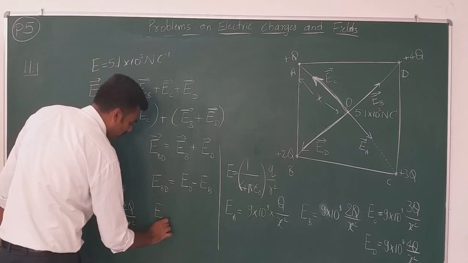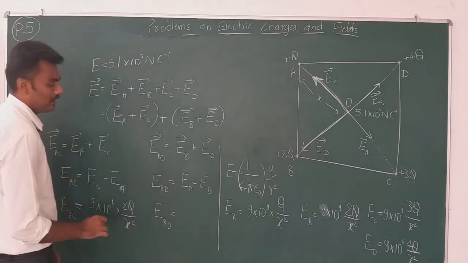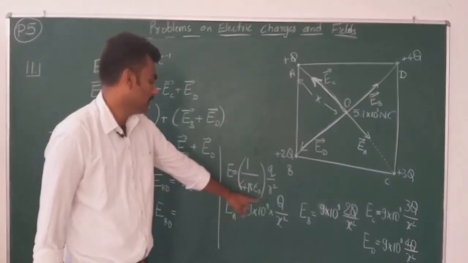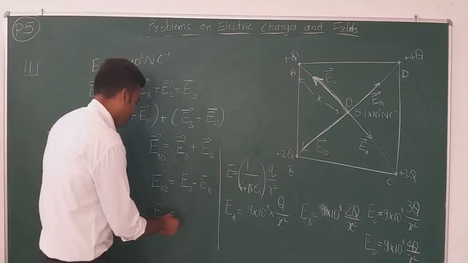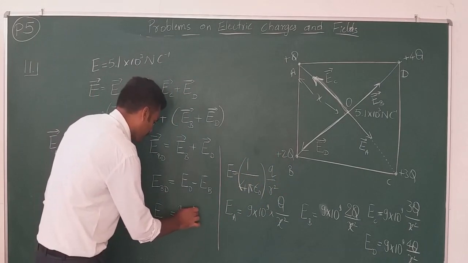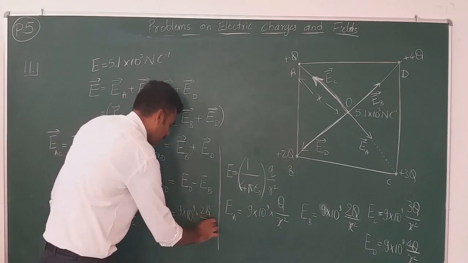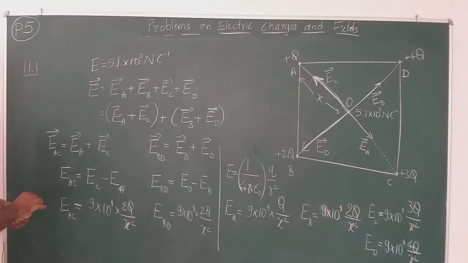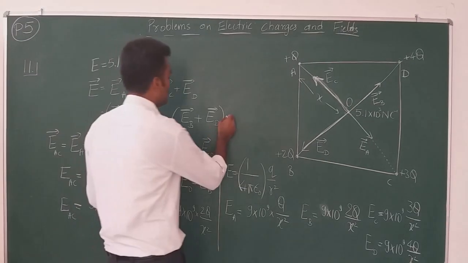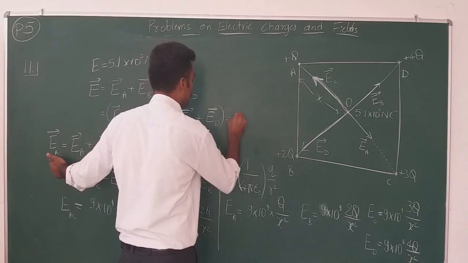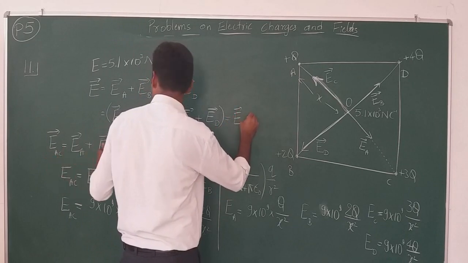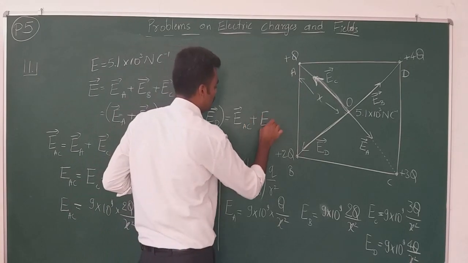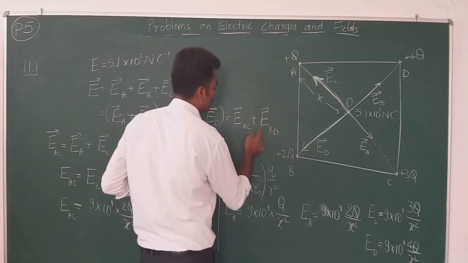When it comes to EBD, ED is 4q by x squared, EB is 2q by x squared. So, it is the same, 9 into 10 to the power of 9, 2q by x squared itself. Right. Now, EA plus EC, I have considered as EAC, plus EB plus ED is EBD, two vectors.